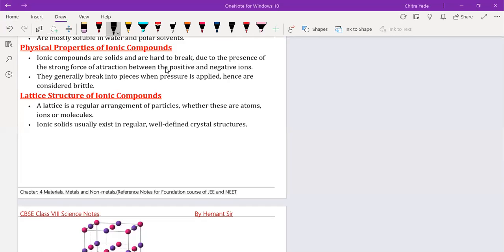So let me take one more slide. Okay. So we are going to discuss the physical properties of ionic compounds. So first, again, we have to discuss what an ionic compound is.